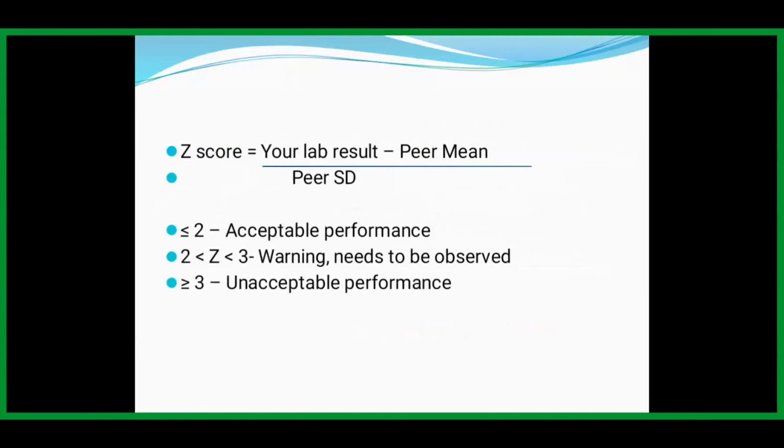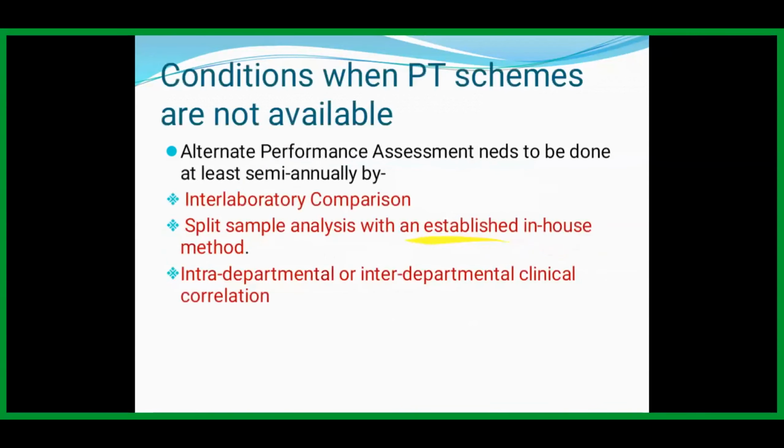The Z score is calculated as your lab result of the QC sample minus the peer group mean, divided by the peer group SD. If it is within plus or minus 2, that is less than or equal to 2, your performance is acceptable. If the Z score is from 2 to less than 3, there is a warning, and if it is more than 3, your performance is unacceptable.